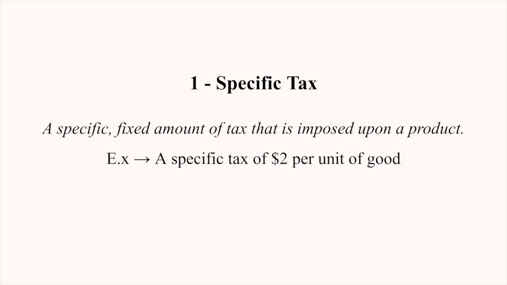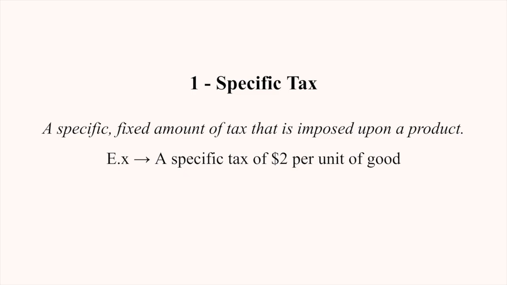Now, there are two types of indirect taxes, and the first one is a specific tax. A specific tax is a specific, fixed amount of tax that is imposed on a product. An example of this would be a specific tax of $2 per unit of good. So, say for example you're buying a good for $10 and you have a specific tax of $2 imposed on that unit of good, your total value that you have to pay would be $12.